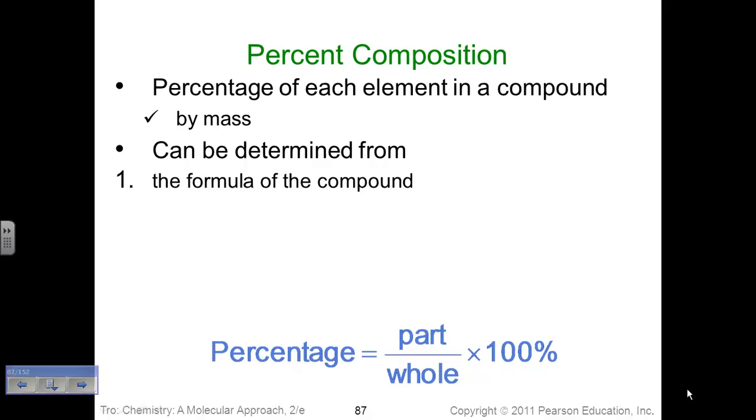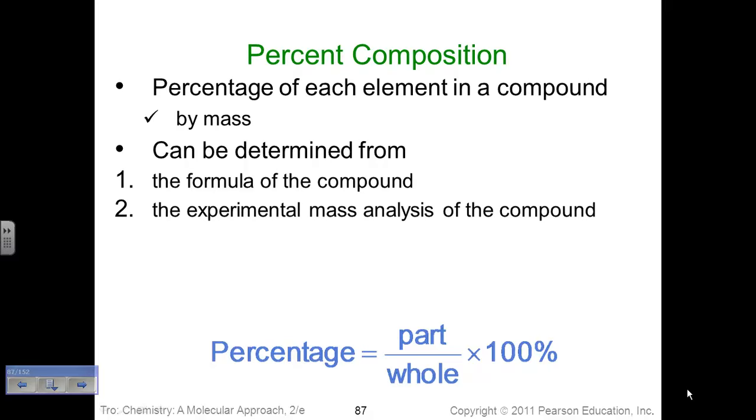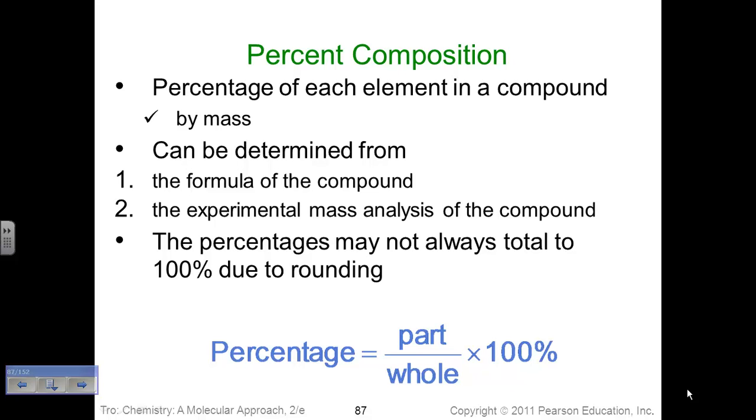It can be determined, first, simply by knowing the chemical formula of a compound. Taking the individual element's weight out of the entire compound's weight can be used to find a percentage. Secondly, we can determine a percent composition from a laboratory setting, an experimental mass analysis of our compound. So either from lab data or by simply looking at the formula of the compound are two ways that we can find percentages. Percentages may not always total 100%, but we're going to come darn close, and that's just due to rounding. So it's close to 100% within a range of accuracy.